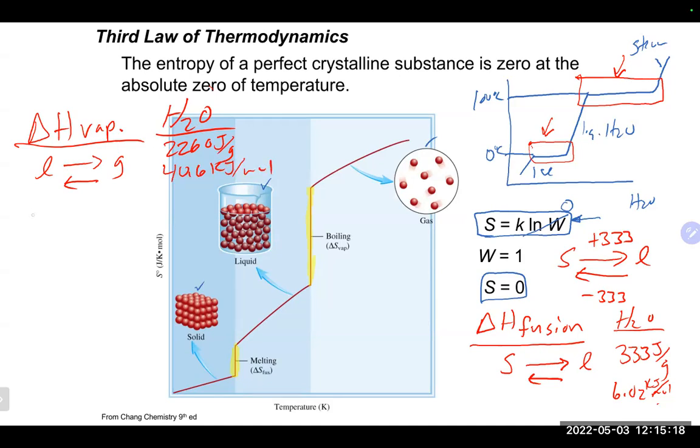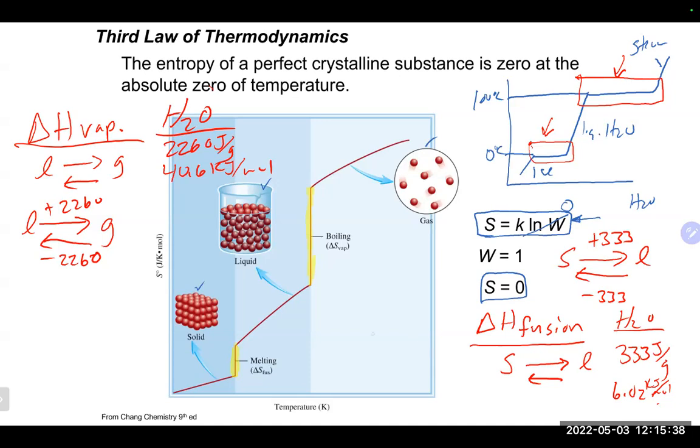And again, same idea as we go from liquid to gas, that's a plus 2260. And opposite would be exothermic, minus 2260 joules per gram. That's the energy, again, required to basically just change the phase. And there's entropy that goes along with that.